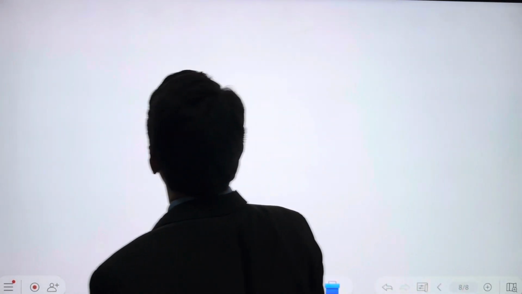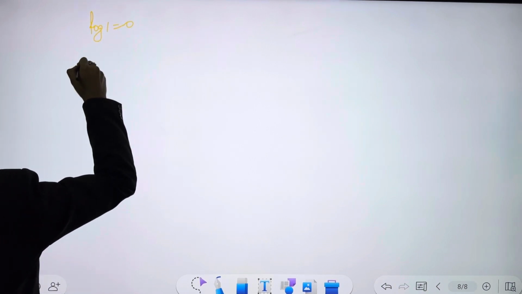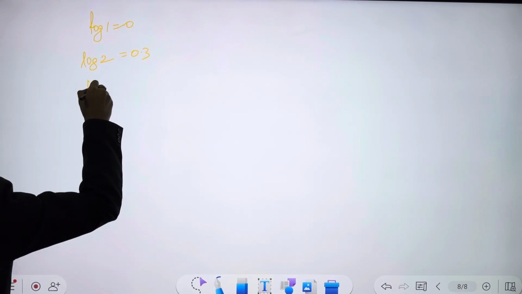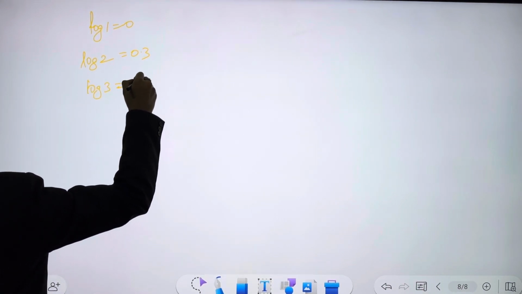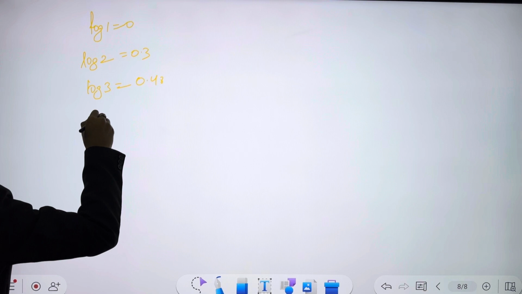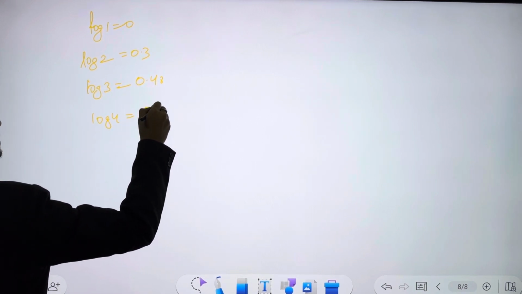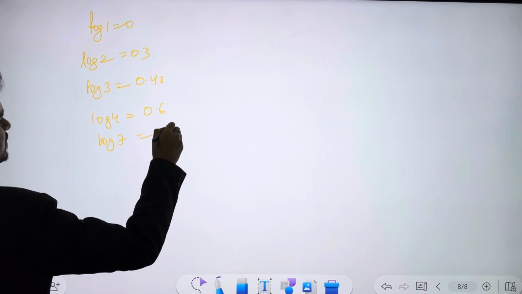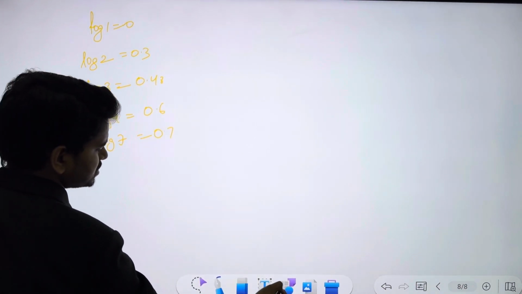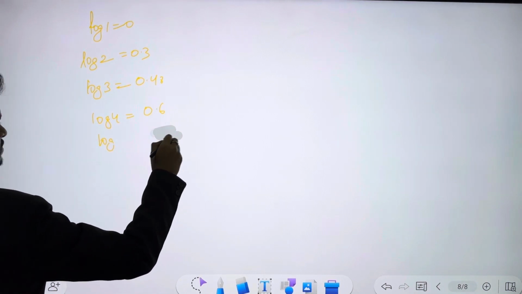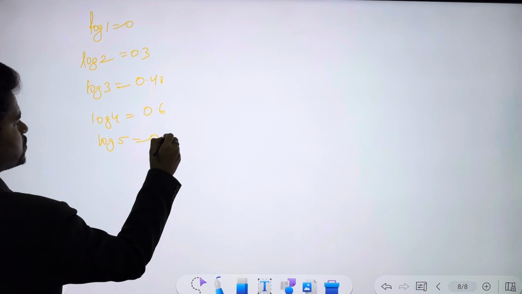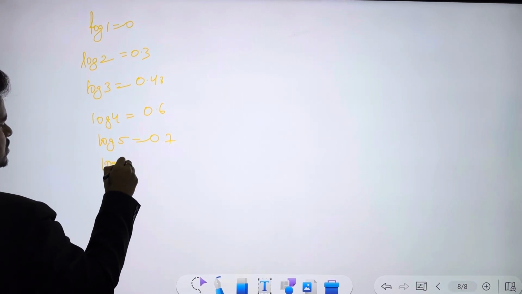What was the value of log 1, guys? Log 1 was 0. Log 2 was 0.3. Log 3 was 0.48. Log 4 was 0.6. Log 5 was 0.7. Am I right? Log 6 was 0.78.